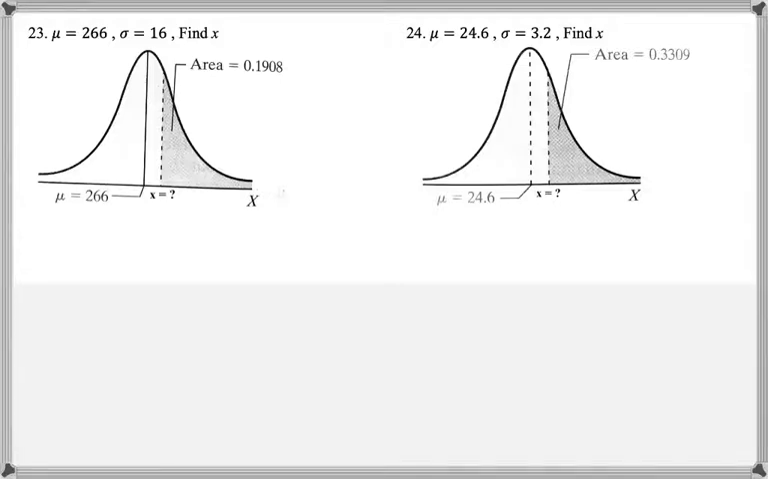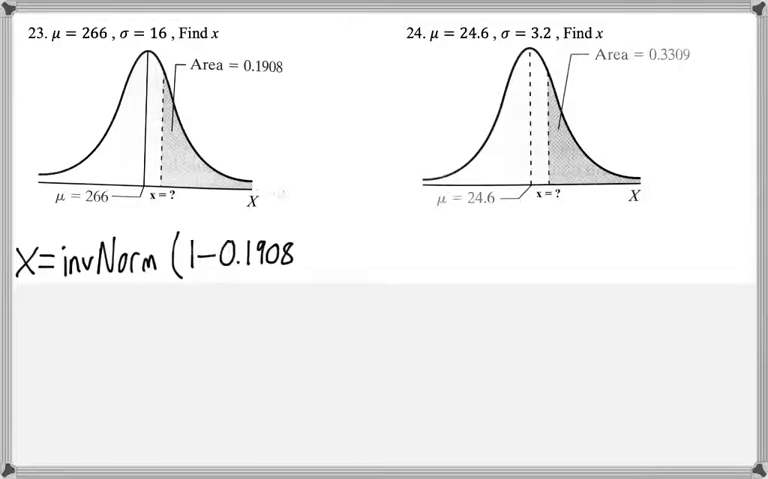Question 23 is different from the previous questions because we are no longer looking at the standard normal distribution. We are looking at a normal distribution with a mean of 266 and a standard deviation of 16.